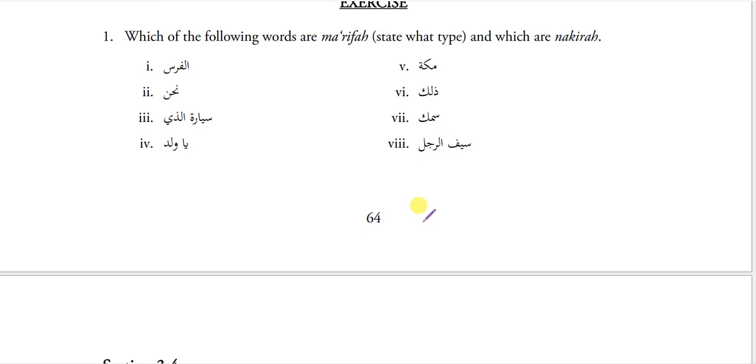Al-farsu is marifa with alif lam. Nahnu is marifa because it's a zamir. Sayyaratul lazi: here sayyaratu is marifa because it's muzaf ilay. Al-lazi is marifa because it is ism mawsul. Ya waladu is marifa because munada is always marifa. Makkatu is marifa because it's the name of a city. Zalika is marifa because it's an ism ishara. Samakun is nakira because of tanween. And Saifu Rajuli: Saifu is here marifa because it's muzaf ilay, ar-rajuli is marifa.